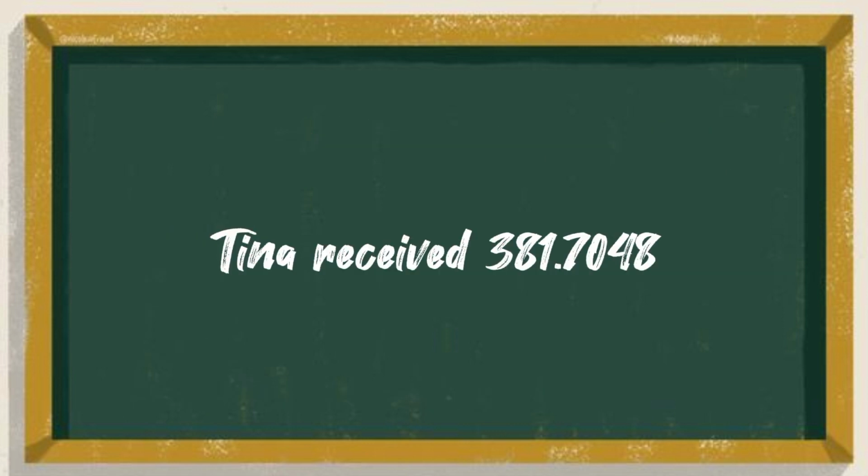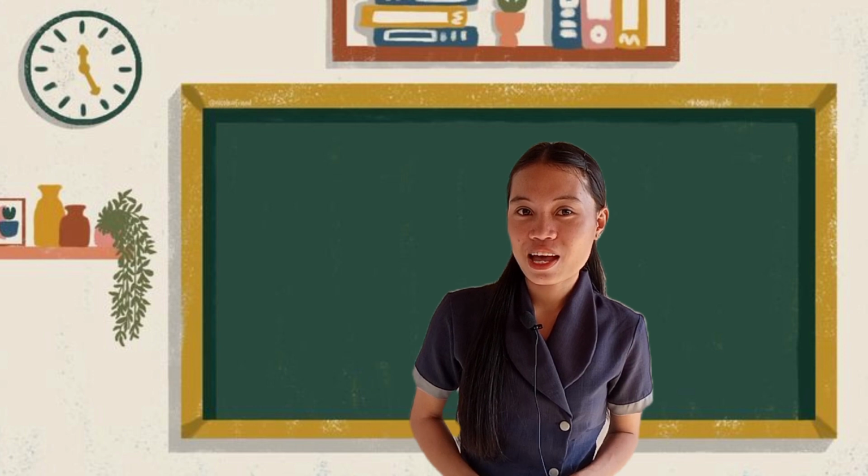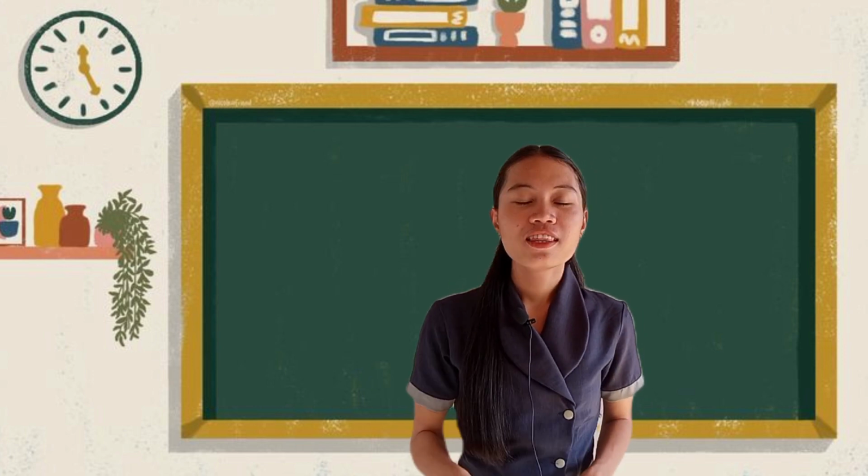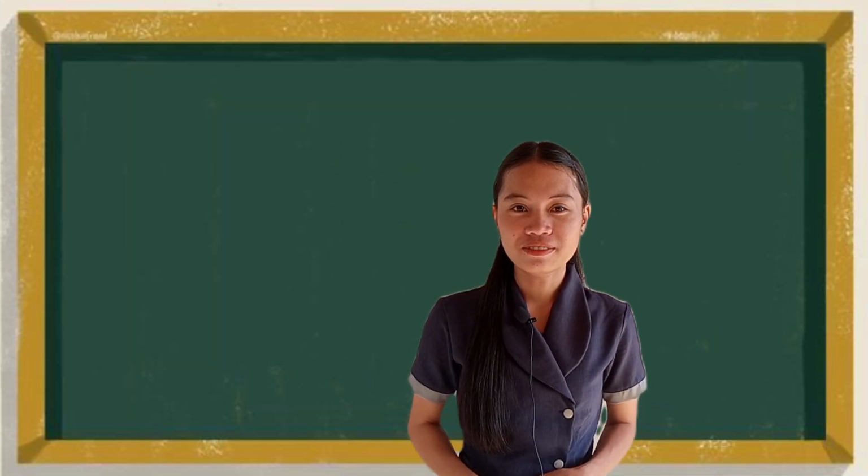Therefore, Tina received 381 and 7,048 10,000ths. Did you understand the example? If that's so, let us have another example.